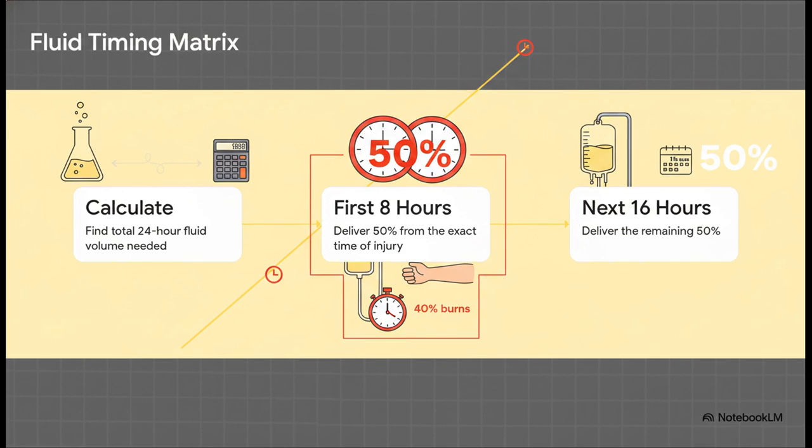Okay, so you've done the math, but that's only step 1. Your choice architecture here is forced by a very strict timing matrix. You have to deliver exactly 50% of that massive fluid load within a compressed 8-hour window. And here is the real kicker that catches people out. That 8-hour clock starts from the exact time of the initial burn injury, not the time they rolled through the ED doors. So, if a 70-kilo patient with 40% burns arrives 3 hours after the explosion, you are forced to cram that entire first half of the fluid volume into a compressed 5-hour delivery window.